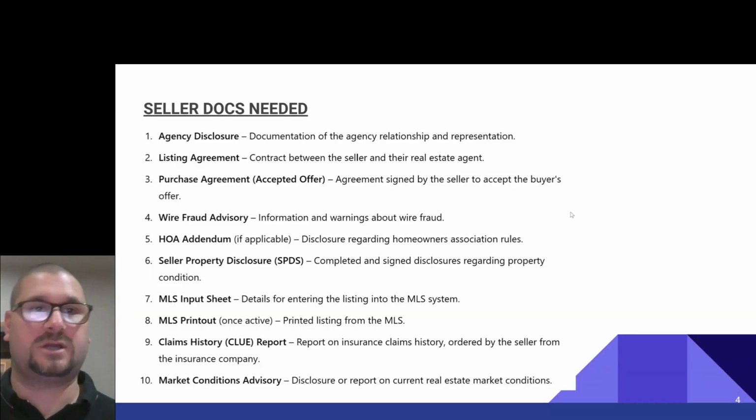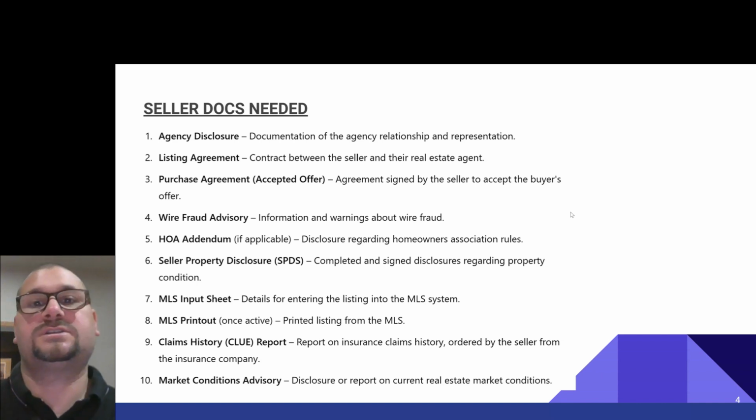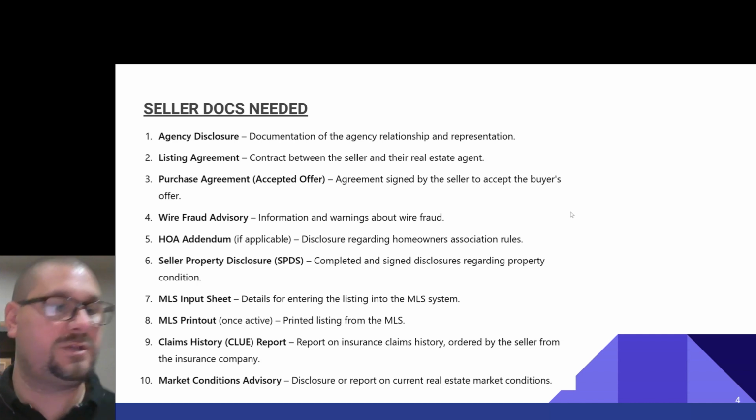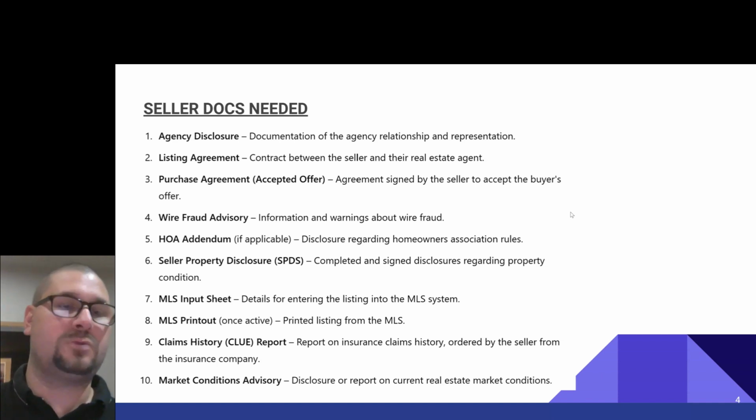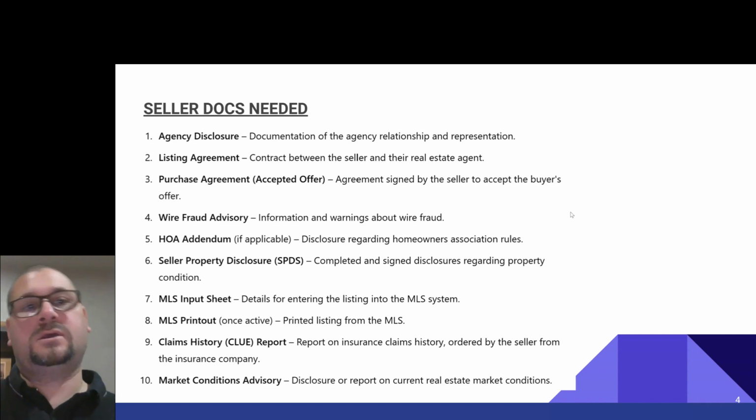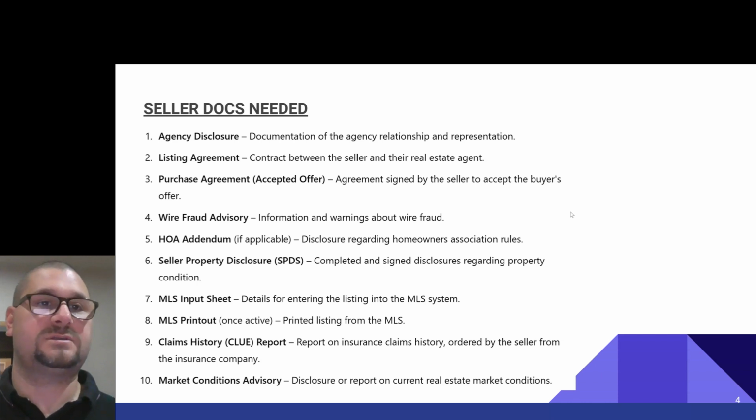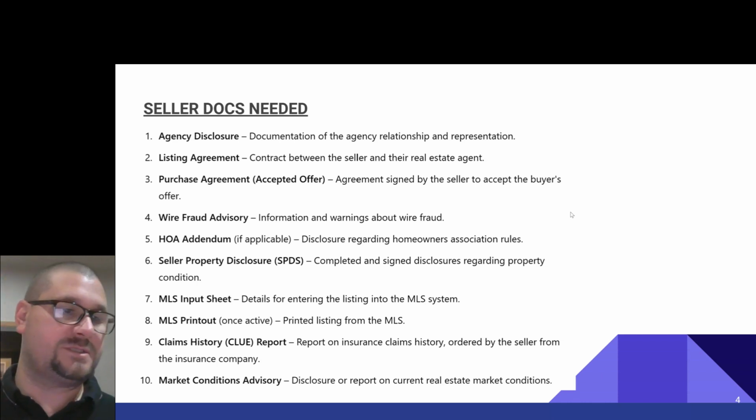So the seller, the documents that they need to sign and understand and be disclosed. The number one thing as an agent, you need to provide your client is agency disclosure, documentation of the agency relationship and representation. So you're getting your client to sign on that the agent, like who are you going to be representing as you and who's the client. Next is the listing agreement. This is a contract between the seller and the real estate agent. So the listing agreement just outlines purchase price, things of that nature.